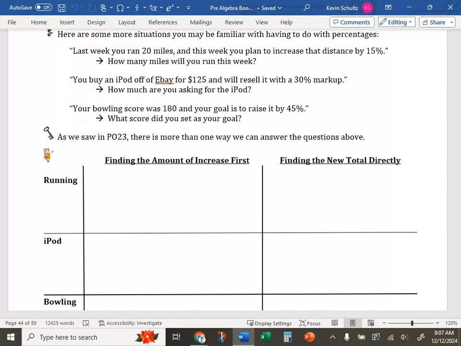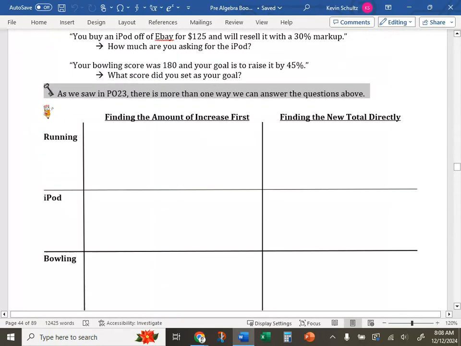So we're taking an original amount and we're increasing it by a certain percentage, and our job is to find the new amount after the increase. You might be thinking, don't I just add 20 and 15? Well, no, because you're not increasing 20 by 15, you're increasing 20 by 15%. And that 15% refers to the original 20.